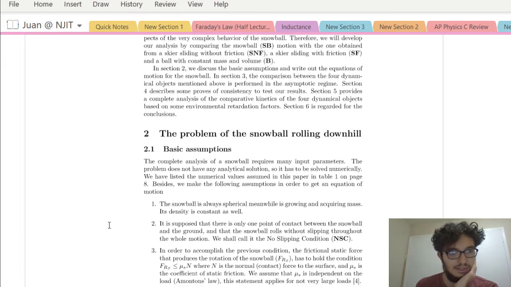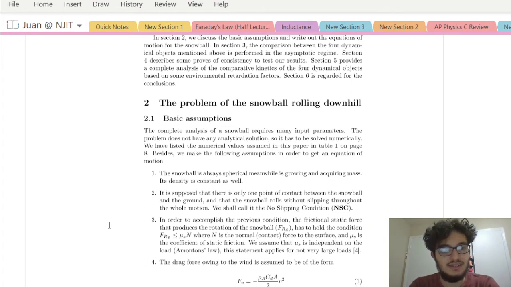Okay, so here are the assumptions that they bring about. So here's what they do. They say that the problem does not have any analytical solution. Okay, they say that the problem has no analytical solution. Okay, that's kind of disappointing, right?